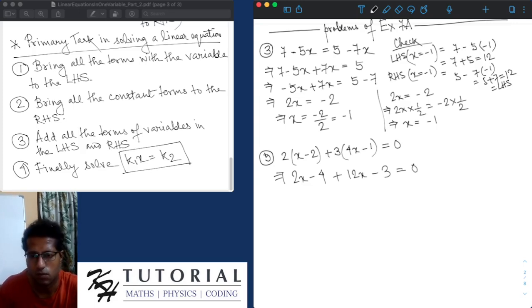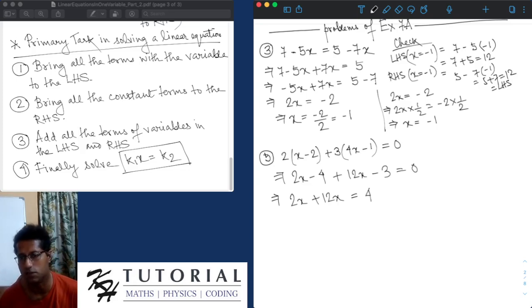Now we will try to keep the variable terms on the left hand side and all the constant terms on the right hand side. All the variable terms are already on the left hand side, so we will keep it like that, 2x plus 12x, but we will transpose all the constant terms from the LHS to the RHS. If we transpose the constant term minus 4 to the RHS, we add its additive inverse, that is 4, to the RHS, and when we transpose the constant term minus 3 to the RHS, we add 3 to the RHS.